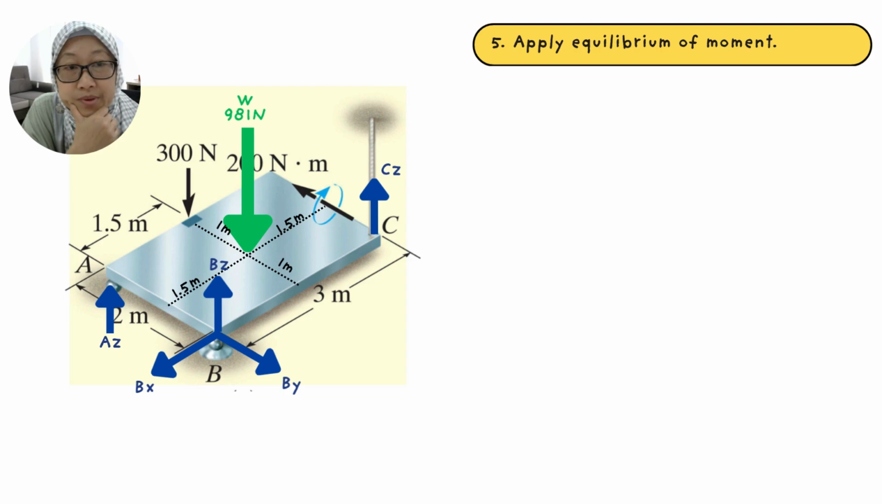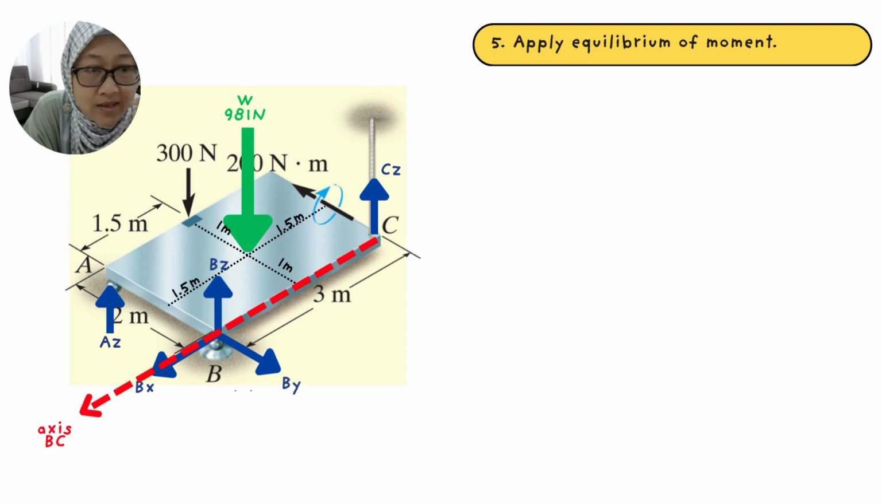Since we cannot solve it based on the equilibrium of forces, then we have to apply the equilibrium of moment for us to generate more equations basically. Okay, so in the case of a 3D system, you can quite easily apply a moment about an axis. So in this case, let us take axis BC as our reference rotation axis.